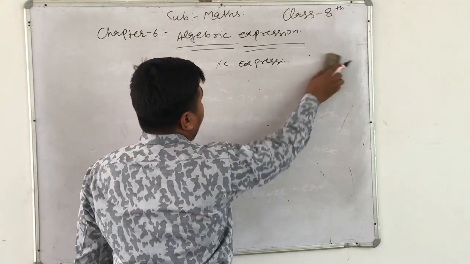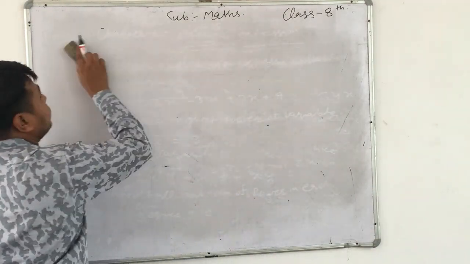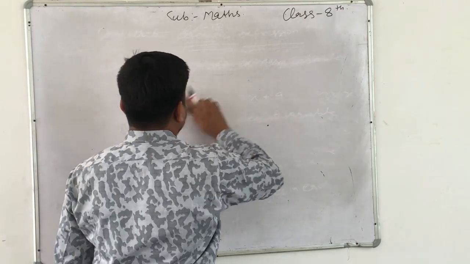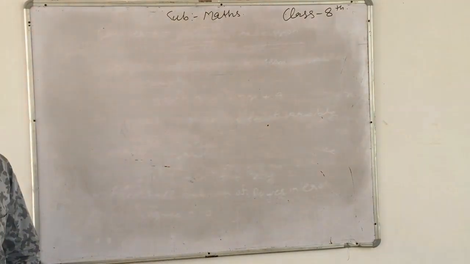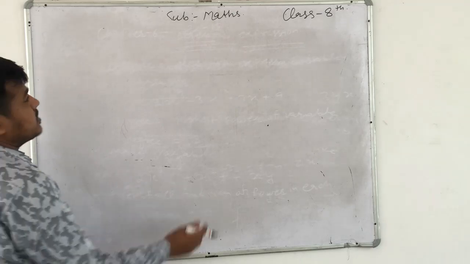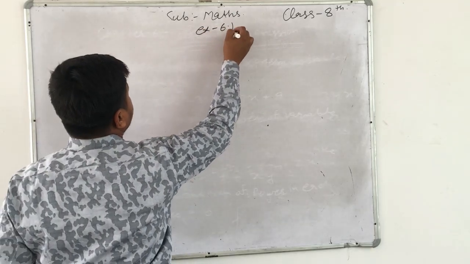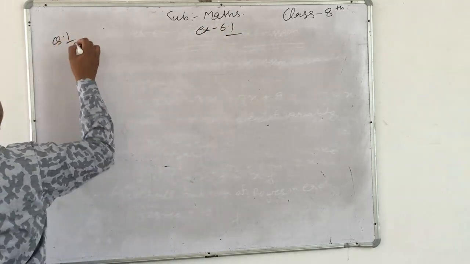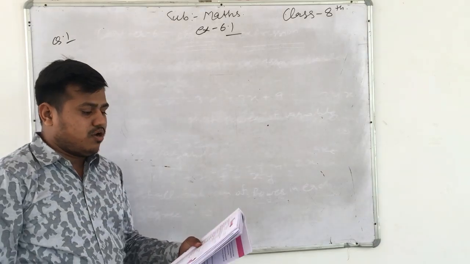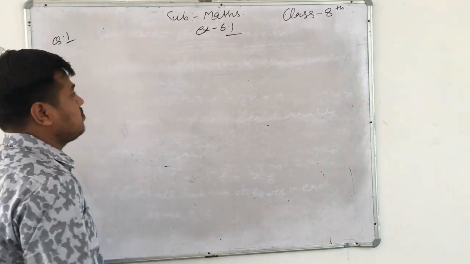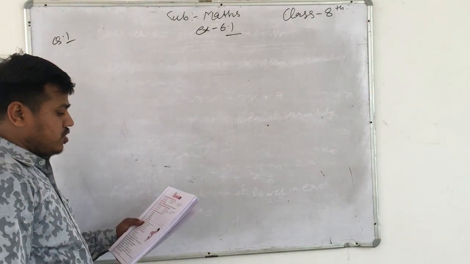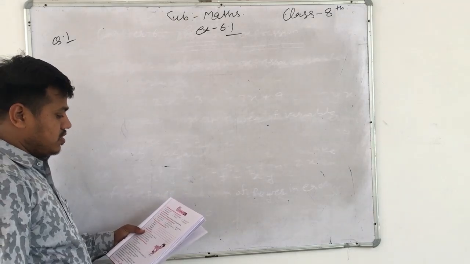Now we will start with exercise 6.1. Now we are doing some questions on the basis of this. Exercise 6.1, question number 1. Find out the degree of the given polynomial. Degree of the polynomial means there are the polynomial.